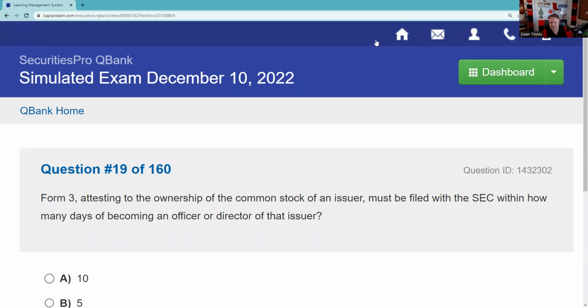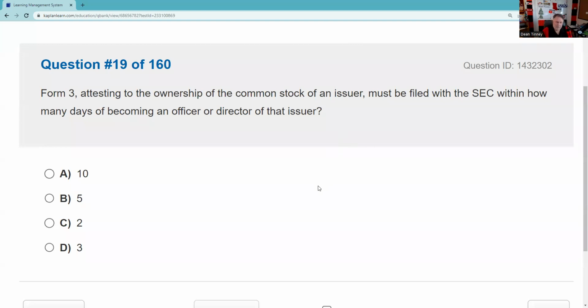Question 19. Form 3, attesting the ownership of common stock of an issuer, must be filed with the SEC within how many days of becoming an officer or director? Once you become a control person, you have to file within 10 days, right? So A.